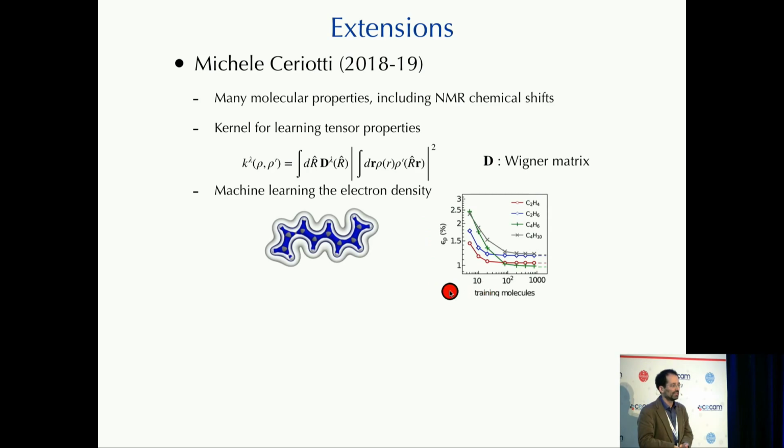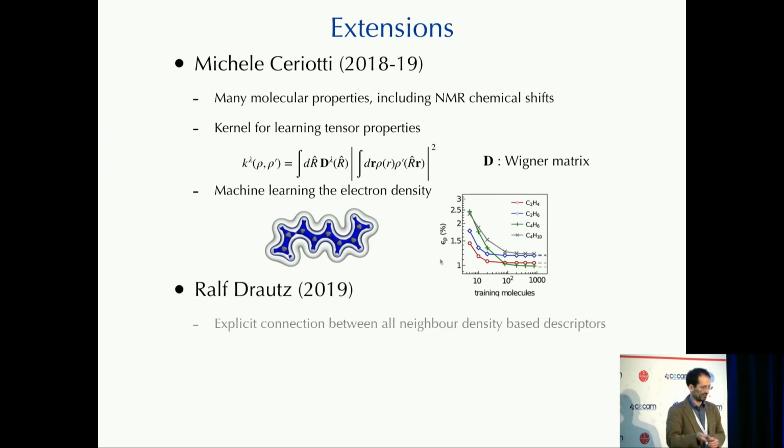So here's some data for small hydrocarbons, number of training molecules. Just a few dozen training molecules is enough to get the electron density basically with 1% error. So this is from last year, and I think it's going to lead to great things.